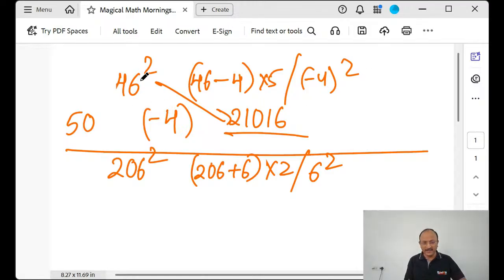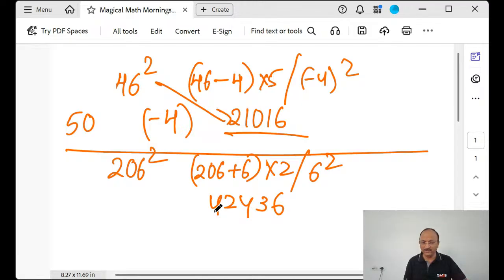But when there is a minus, we have to be very careful. We should not do 6 square. We have to do like the minus 4 square, like how we did in the above example. 206 plus 6 is 212. 212 into 2 is 424. 6 square is 36. That's it. This is the answer.